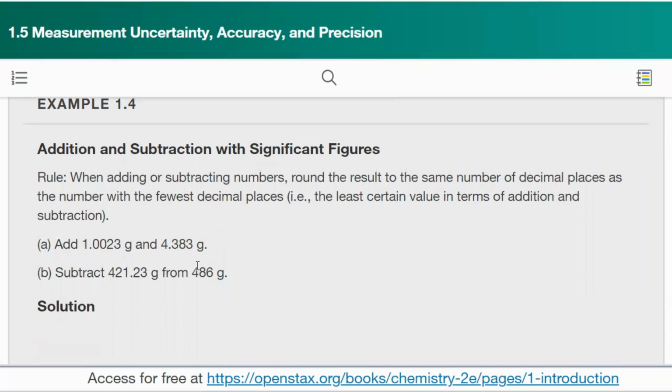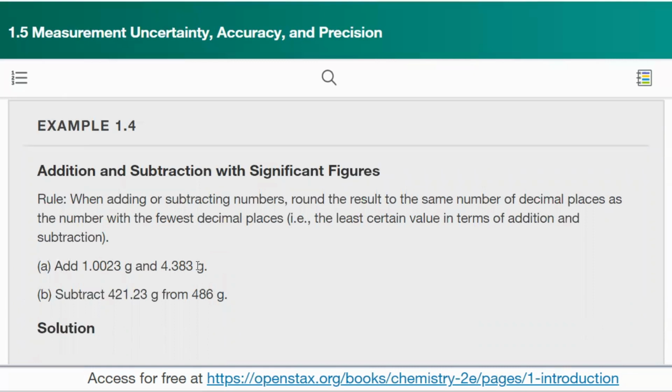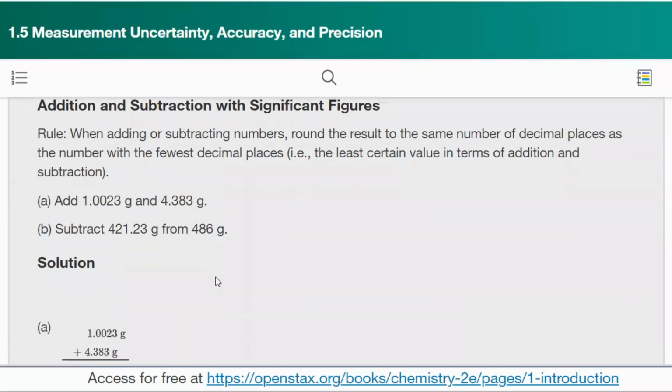Okay, addition and subtraction with significant figures. Rule: when adding or subtracting numbers, round the result to the same number of decimal places as the number with the fewest decimal places, the least certain value in terms of addition and subtraction. So let's add 1.0023 grams and 4.383 grams.